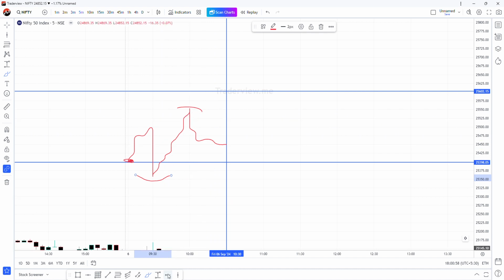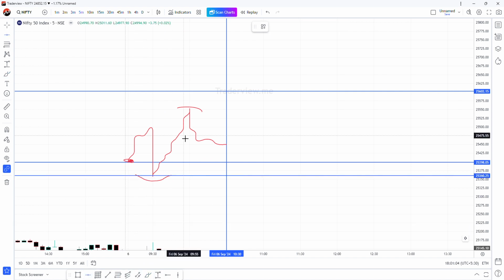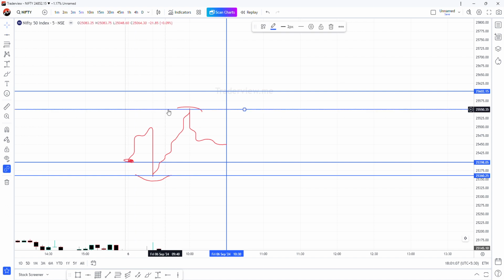Now what you have to do is draw horizontal lines at these swings, and you have to wait patiently. You have to allow the Nifty to take its own direction. Let Nifty prove whether it wants to move upward from here like this, or downward from this point. So you have to wait very patiently and let the Nifty decide its direction.